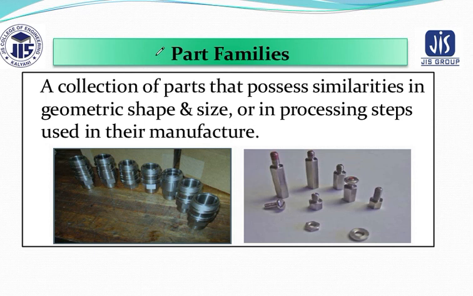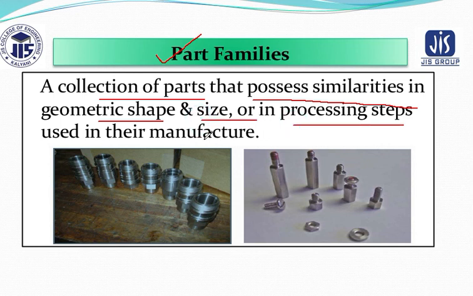So we are talking about the part families that I have already told. It is a collection of parts that possess similarities in geometric shape and of course in size or in the processing steps used in their manufacturing. You can see these are all identical parts, isn't it? Though they vary in size, they are identical parts. All the production you see is the same identical part.